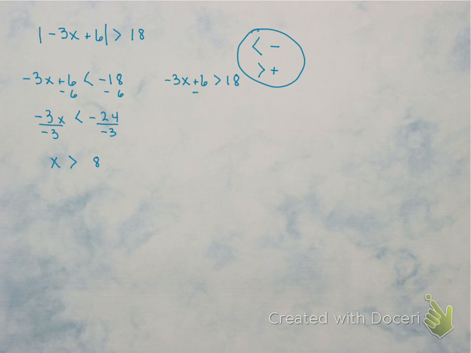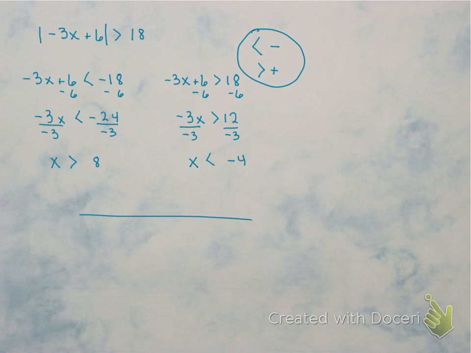Coming over to the other inequality, we'll subtract 6 from both sides there as well and get negative 3x is greater than 12. And again, we're going to divide both sides by a negative number, x on the left, negative 4 on the right, and the sign changes direction.